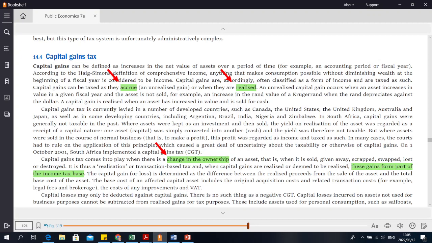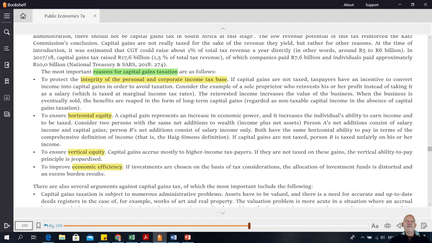So if you receive a gift of shares from your uncle, then capital gains tax is still to be paid on the increase in the value of the shares since he bought them until he gave them to you. So the gains from these assets form part of your income tax base, and then it's taxed at your marginal tax rate. The reasons for a capital gains tax are important. You have to read through this carefully.